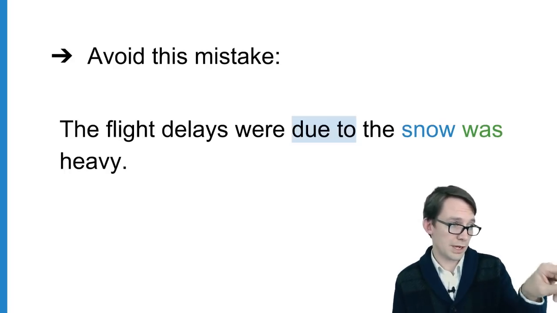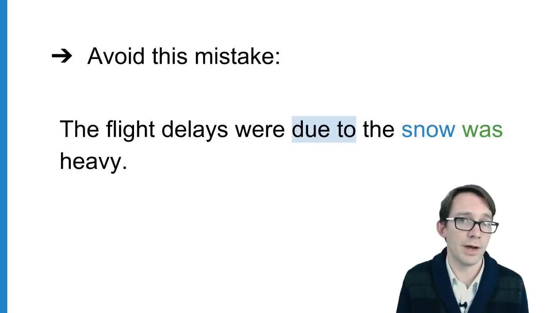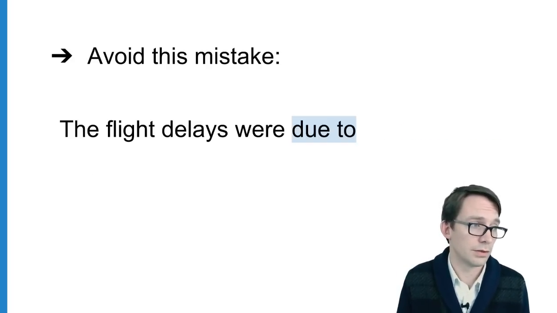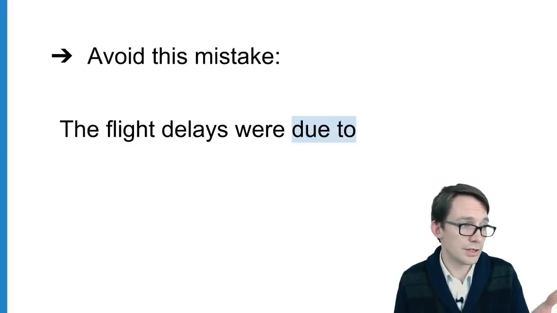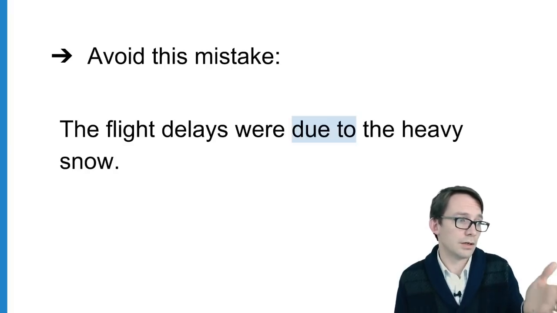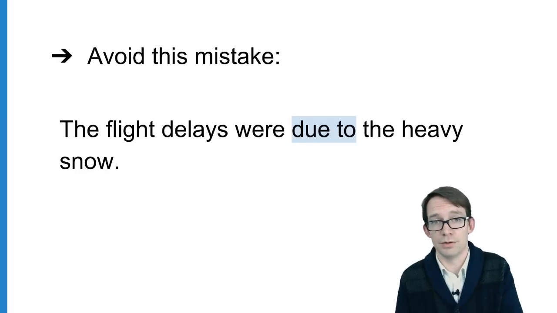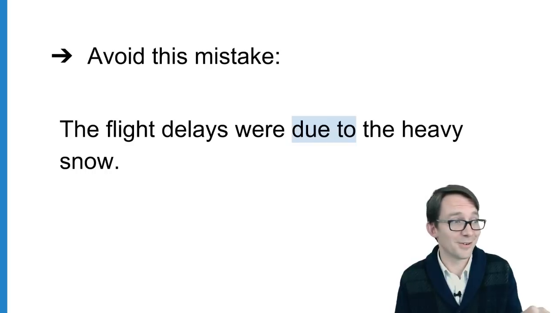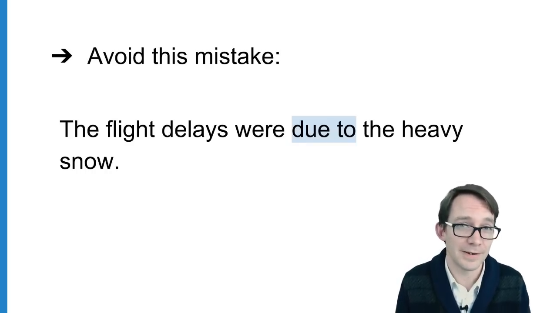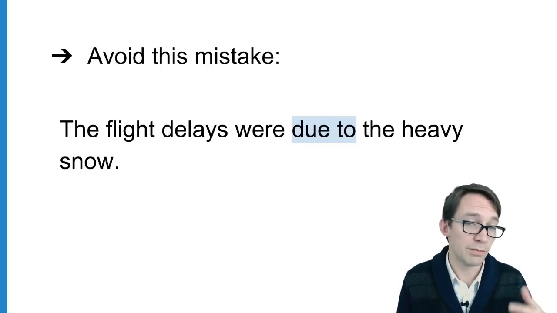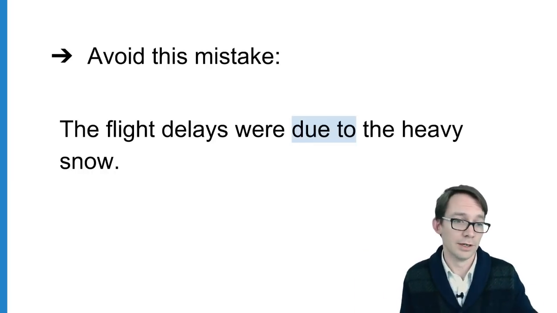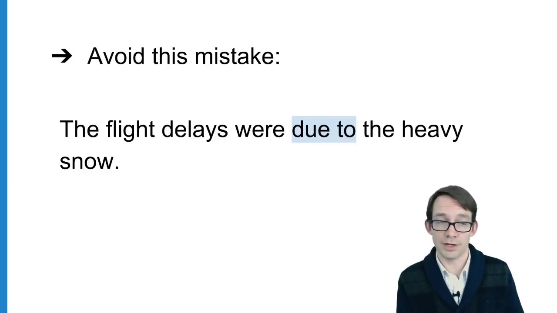If you wanted to put because there instead, that would be better. Or, alternatively, you could take that clause away and turn it into a noun and say, the flight delays were due to the heavy snow. And now you've got a complete, grammatically correct sentence. Now that's the key difference between because and because of, or since or as a result of, okay?